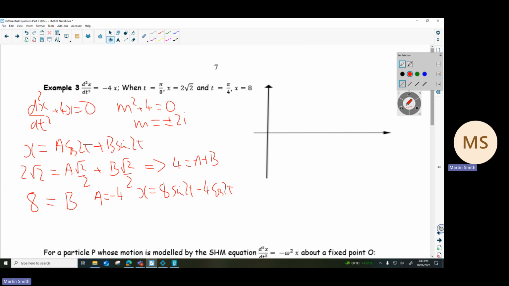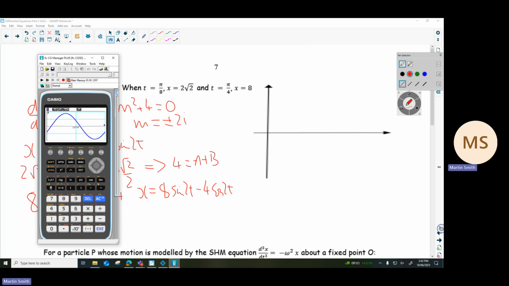Now, sketching a graph of this is a little bit tricky. I have done it on my calculator. If it's going to work, here's one I prepared earlier, folks, by playing around with the axes. I had to put y is 8 sine 2x minus 4 cos 2x. That's what the graph looks like there.